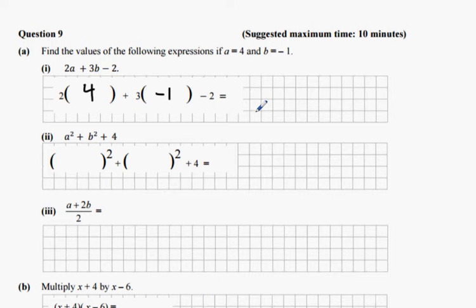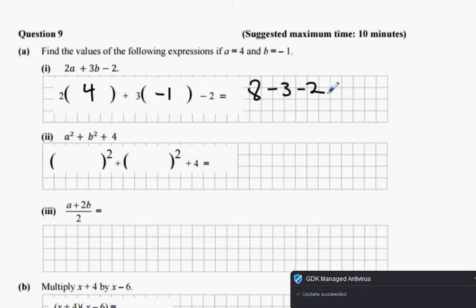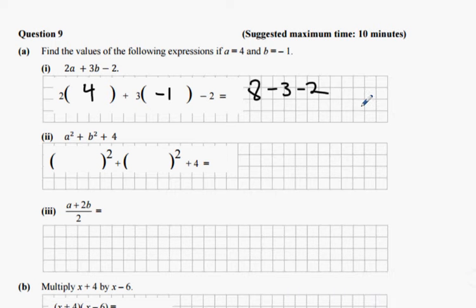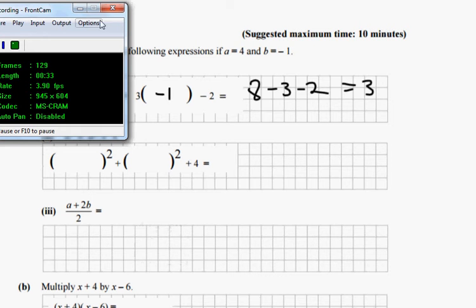Are we happy enough with 8? Oh yeah, sorry, it's 8 minus 3 minus 2, which is going to be equal to what? It is 3. Equals 3. Next thing.